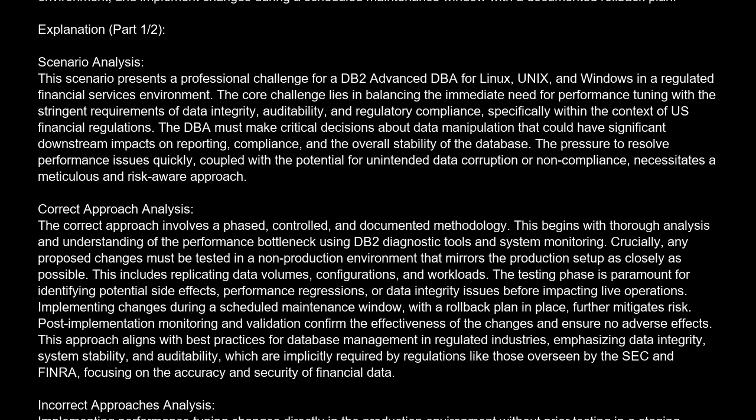The pressure to resolve performance issues quickly, coupled with the potential for unintended data corruption or noncompliance, necessitates a meticulous and risk-aware approach. Correct approach analysis. The correct approach involves a phased, controlled, and documented methodology. This begins with thorough analysis and understanding of the performance bottleneck using DB2 diagnostic tools and system monitoring. Crucially, any proposed changes must be tested in a non-production environment that mirrors the production setup as closely as possible. This includes replicating data volumes, configurations, and workloads.